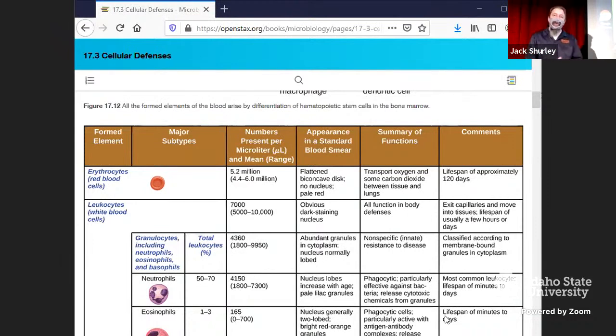Okay, good morning. We will get started here. Any questions before I get into this table?